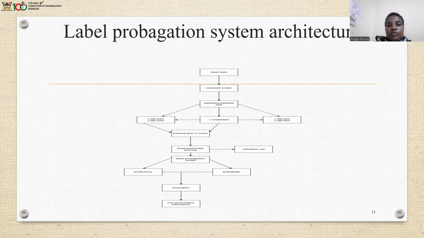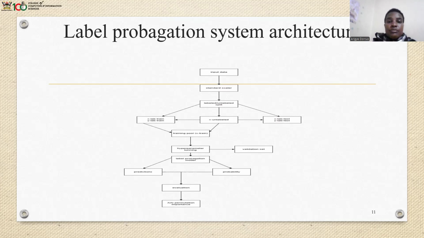Then step two, graph construction. This is the heart of the system. We build a weighted graph. Every single patient, both labeled and unlabeled, becomes a node. We then draw the edges between the nodes and assign them a weight based on how similar their feature profiles are. The similarity is calculated using the RBF kernel, which is ideal because it creates a smooth, continuous gradient of similarity, perfectly reflecting the progressive nature of the immune decline in HIV.